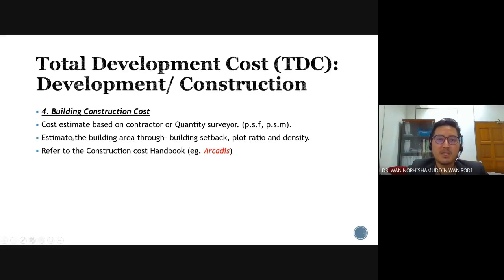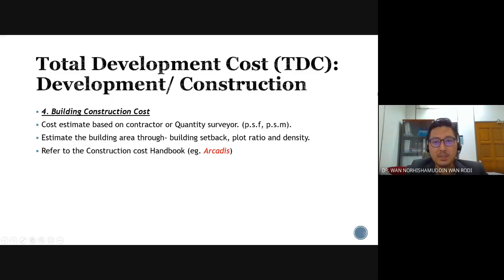So the cost is estimated based on the contractor or quantity surveyor. So nowadays it is very easy to get this cost because you can get it from published materials or resources, for example from Arcadis. So you open up your Google and type Arcadis and automatically it will generate all sorts of searches, and you have to find or download the construction cost handbook.